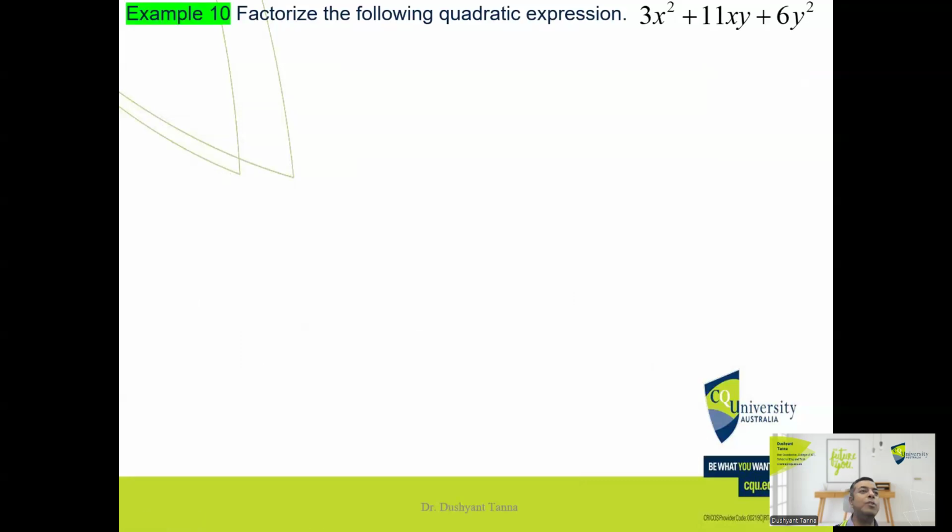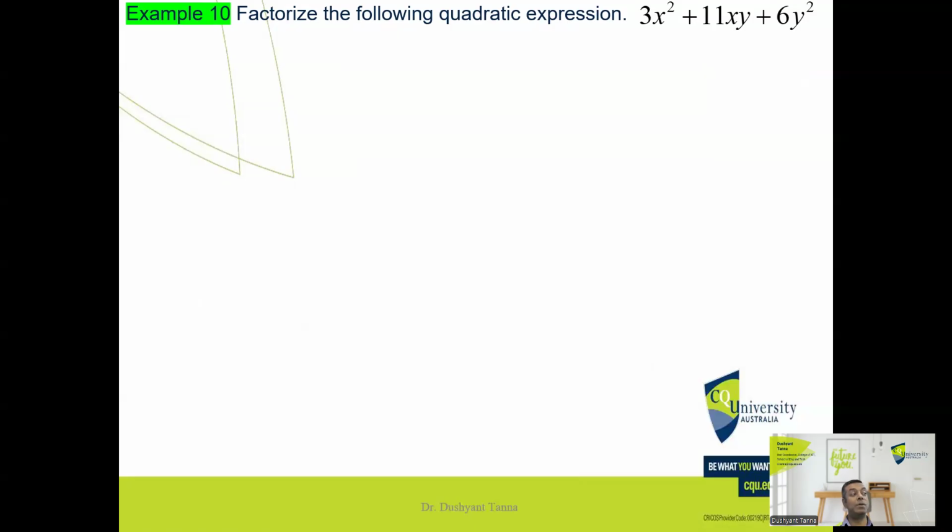One more. How about we do it in our brain first? So let's drop the pen. Think about the factors first. 3 and 6, 18. How would we split 18 to get 11? Excellent. 9 and 2. I'll start with 3x squared plus 9xy.